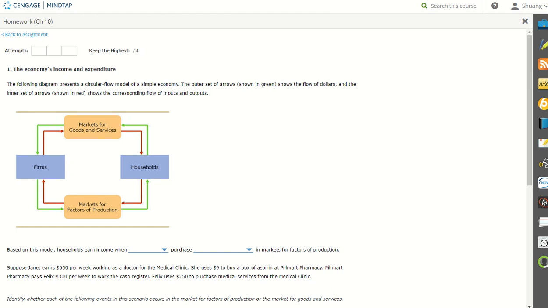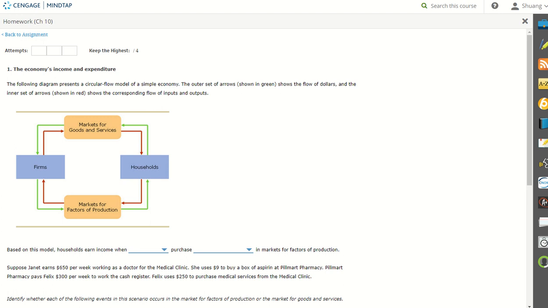Hi guys, in this video we're going to go over number 1 on your chapter 10 homework. This is a review of your chapter 2 information. For the first question, this is your circular flow diagram. If you're not sure what it is, make sure to go back to chapter 2 and look at the main section.